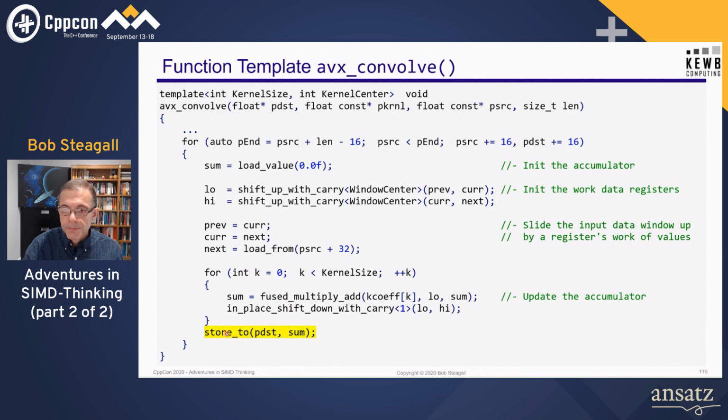So when I'm done, I will store that out to memory, blast it out to memory. I'll loop back up to the top and do the whole thing again. And I've already done my shifting in the previous iteration of the loop. I've already shifted my data, a register's worth of data. I've already read that. So at the top of the loop, I'll actually do my shift up with carry and load for the next iteration, and then go through those operations again for the next register's worth of data.